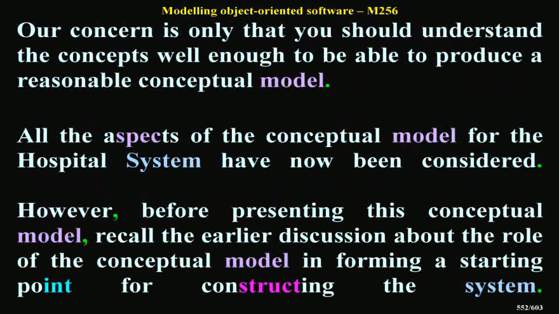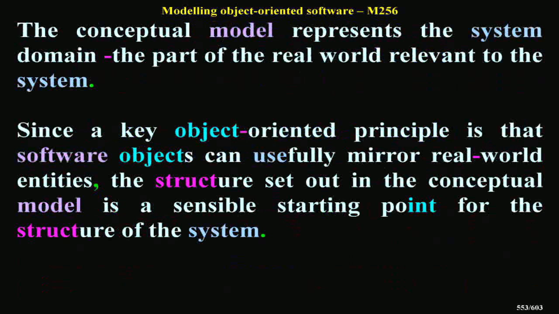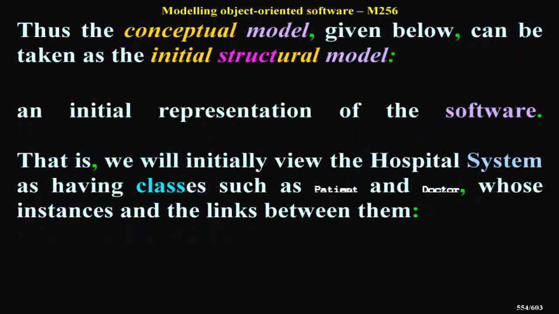However, before presenting this conceptual model, recall the earlier discussion about the role of the conceptual model in forming a starting point for constructing the system. The conceptual model represents the system domain, the part of the real world relevant to the system. Since a key object-oriented principle is that software objects can usefully mirror real-world entities, the structure set out in the conceptual model is a sensible starting point for the structure of the system. Thus the conceptual model, given below, can be taken as the initial structural model, an initial representation of the software.